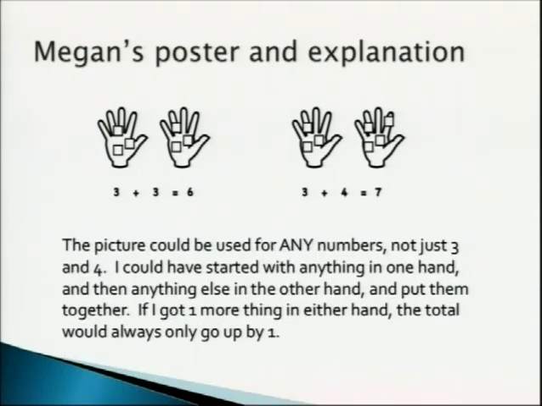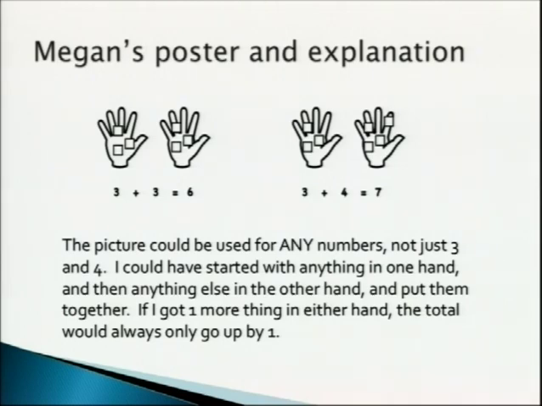This is what she said. The picture could be used for any numbers, not just 3 and 4. I could have started with anything in one hand and then anything else in the other hand and put them together. If I got one more thing in either hand, the total would always only go up by 1. So she can imagine, she says, that this can portray any quantity. Now she's probably thinking about positive whole numbers, not really any quantity. And that the result of adding 1 would always be the same.